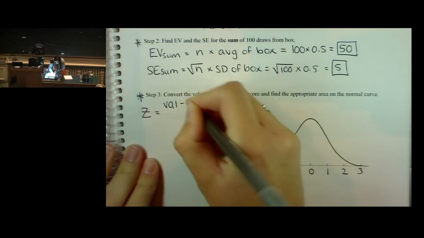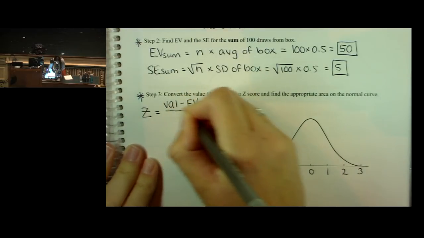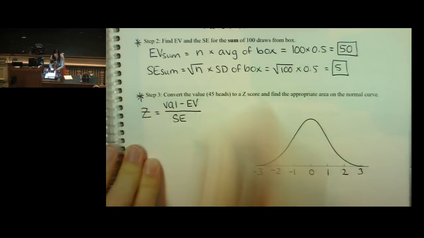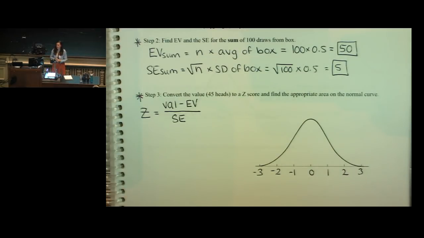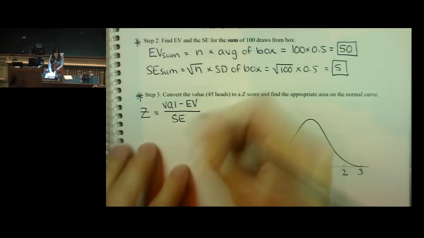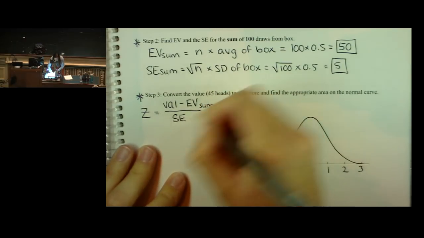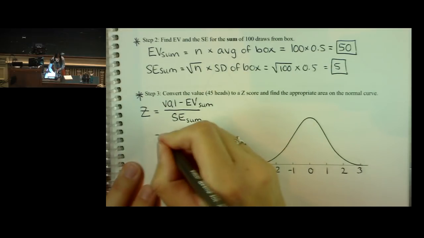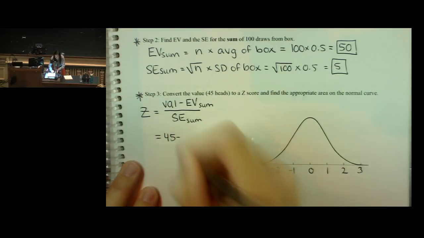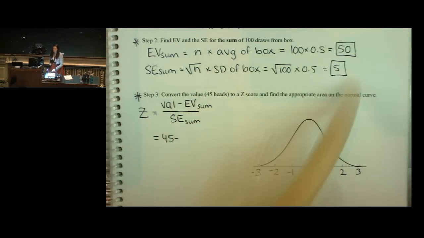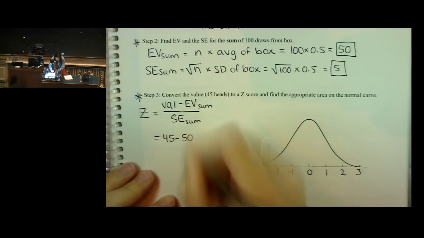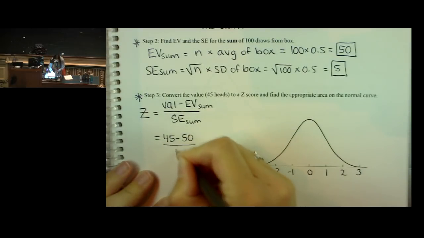So let's go ahead and do this. I have value minus expected value divided by standard error. That's the general z-score formula. And I'm going to add, for this one, I'm dealing with sums, so I'm just going to add that we're specifically talking about the sum. And if I do this, my value is 45. That's what I want to mark on the curve. And then I found in step 2, my expected value was 50, and my standard error was 5.